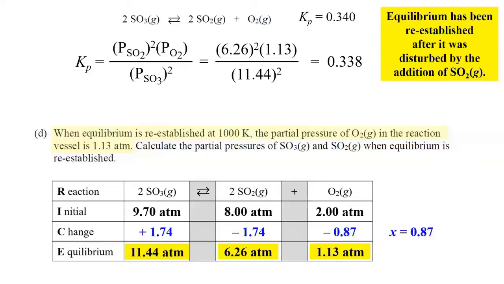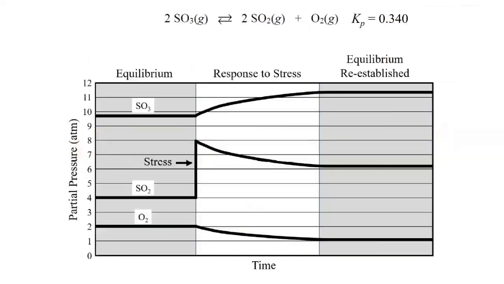to the reaction vessel. Let's take a look graphically at what happened. So we had an equilibrium with these three numbers that were establishing equilibrium before the stress, before the disturbance. Now, what was the stress? Additional SO2 was added. So you can see that spike in the partial pressure of SO2. So at that moment, Q became greater than K.